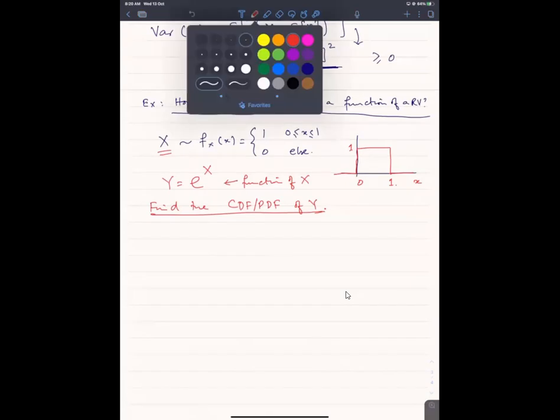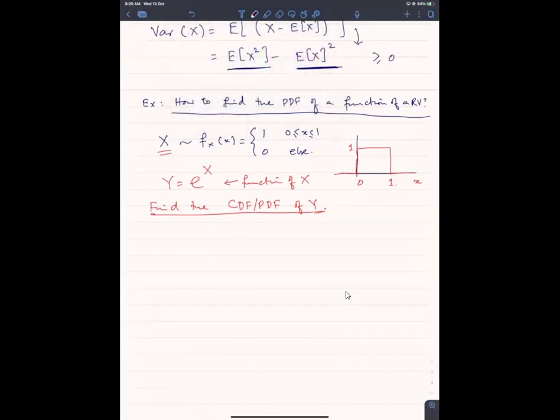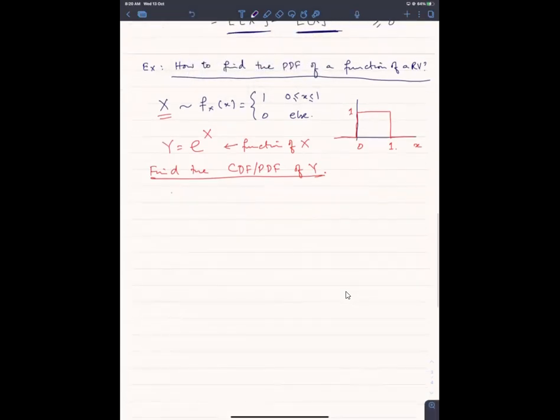So how do I go about this? In order to find this out, just use the basic definition of the CDF. Fy of small y is the probability that capital Y is less than or equal to y. Everyone is okay with that? Okay. So this would be equal to the probability, just put this value here, Y is equal to e to the power x, e to the power x less than or equal to small y.